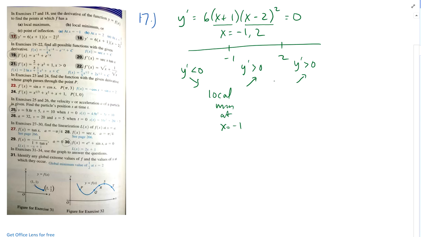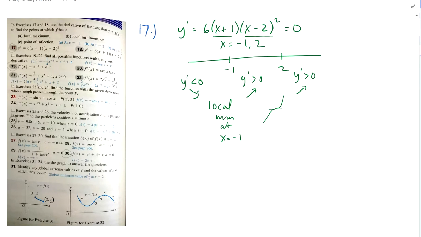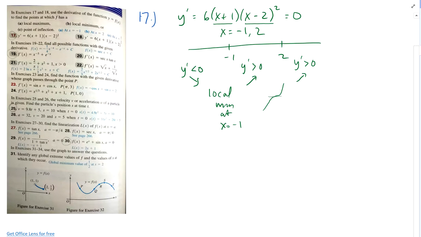And here, it's increasing and increasing, so it's going to increase, level off, and increase. So we got a horizontal tangent there, like x cubed. Now notice here, we don't have the equation for y, so I can't tell you what the local minimum is. I just know it's at x equals negative 1.